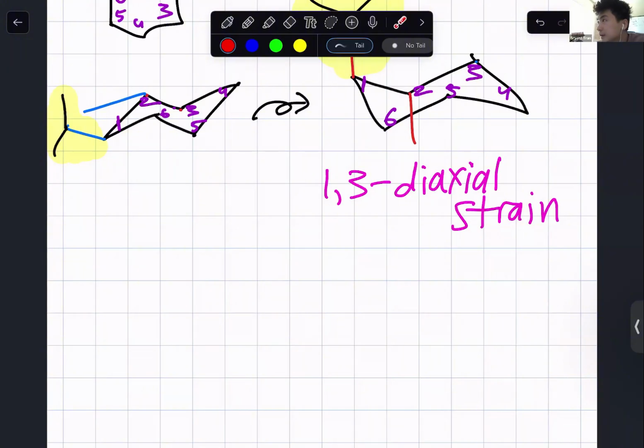Which is like a fused ring. Let me see here. Right here.